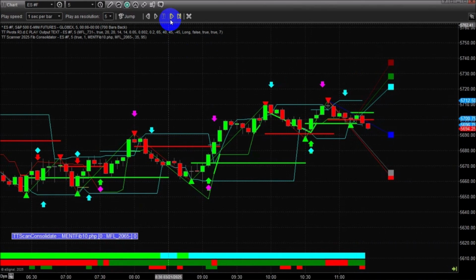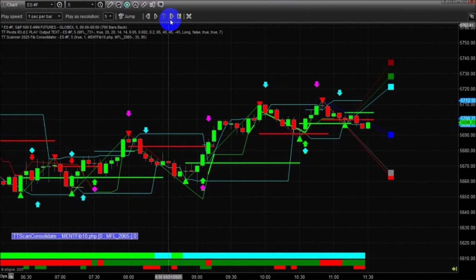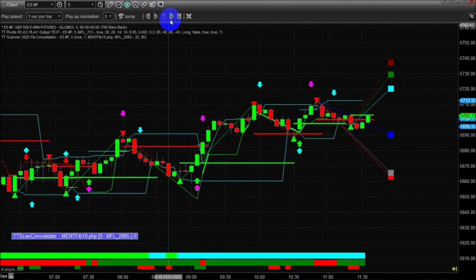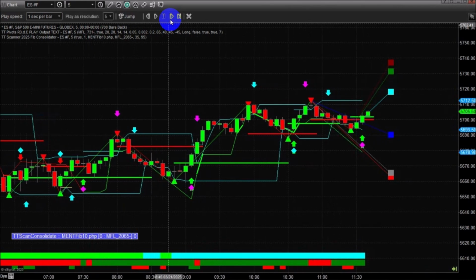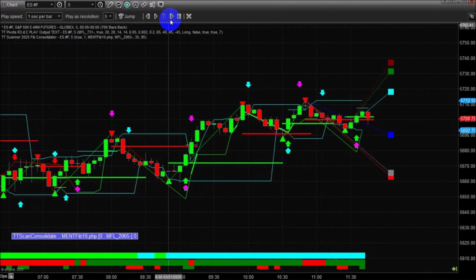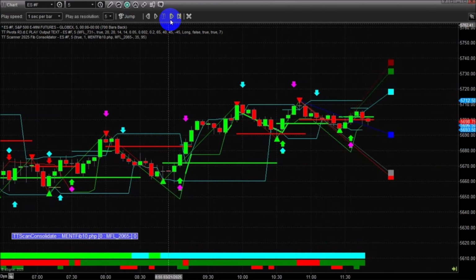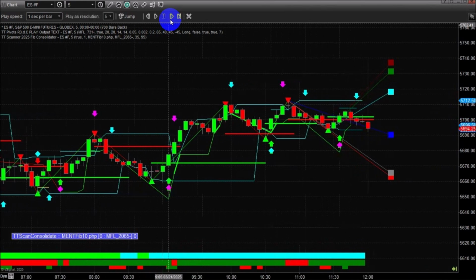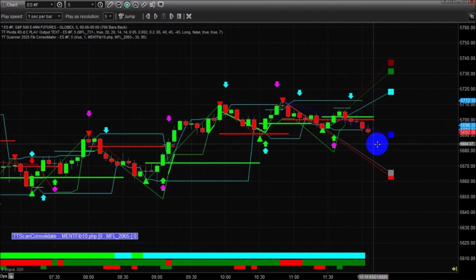Okay, we broke down. We have confirmation. We're now in a downward trend. We need to get above that little green level. There it goes. Rolled back up. We're in an upward trend. Rolled back down. We're getting right into this consolidation right through lunchtime. Breaking downward, running into support right down here. Let's see what happens.